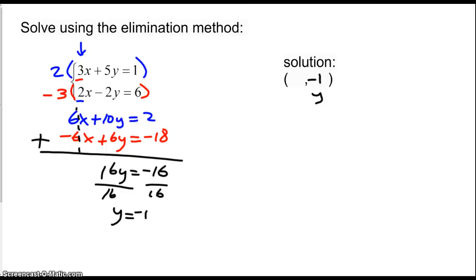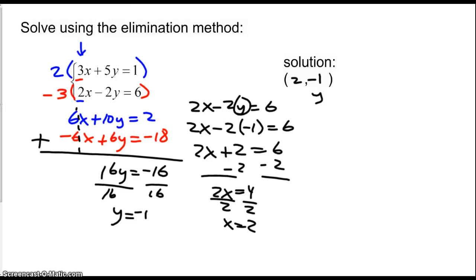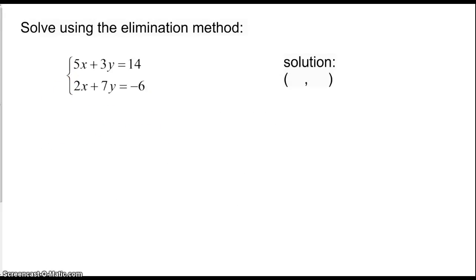Okay, so let's take an equation. I'll take the second one this time. The numbers look a little smaller. We'll substitute in the negative 1 for the y. Then I have 2x plus 2 equals 6, because negative 2 times negative 1 is positive 2. And then if I subtract 2, I get 2x equals 4, and so therefore x equals 2. So the intersection point here is 2 comma negative 1. That's the solution.